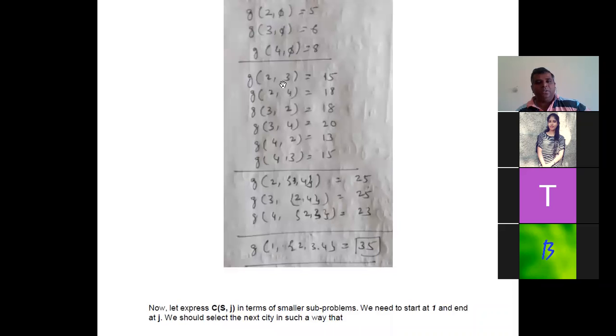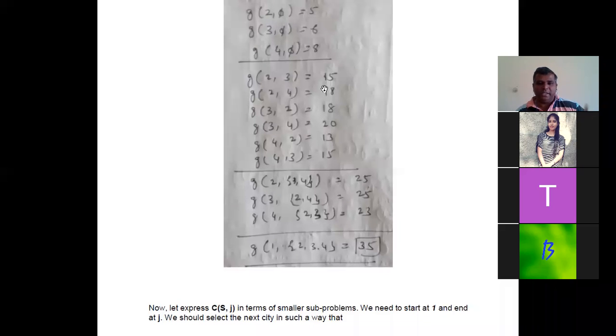Now the same thing I have written. G of 2 comma empty means 2 to the starting node, and the cost is 5. G of 3 comma empty means 3 to the starting node, 6. G of 4 comma empty means 4 to the starting node, 8. The starting node we consider as 1. So 2 to 1, 3 to 1, 4 to 1, those weights. Recursively we have to solve, that's why. So G of 2 comma 3 is 1 to 2 plus 3, that is 15. G of 2 comma 4 is 2 to 4, that is 18. So like that.